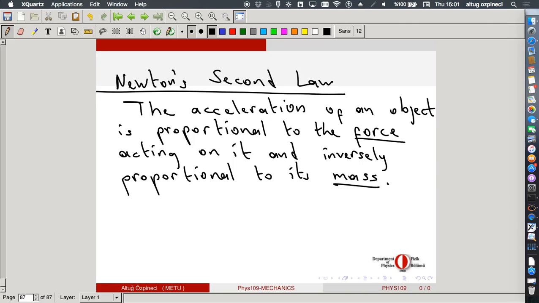Okay, this is basically the statement of the third law. That is, the acceleration of an object. Okay, the acceleration we had already defined. So we know what acceleration is, we can measure it. The acceleration of an object is proportional to the force acting on it and inversely proportional to its mass. Now, the first question: what is force? We didn't define the force yet. And we also didn't define mass. What is mass? So if we want to make full sense of this law, we have to define what force is and what the mass of an object is.